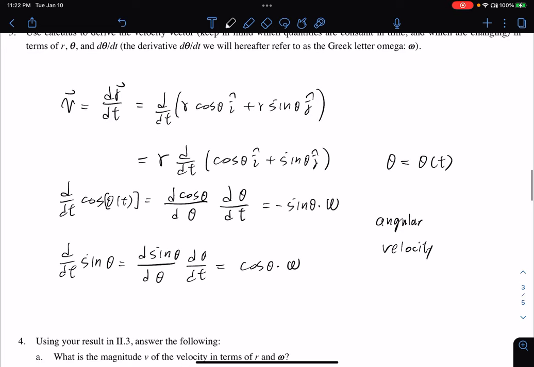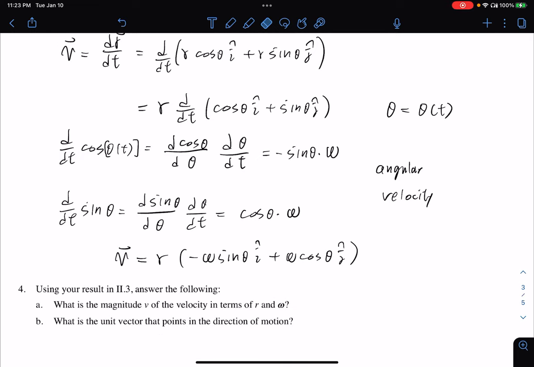Therefore, we can see our velocity will be r times the first term, which will be minus sine times omega i. Let me write the omega in front of the sine because it looks prettier, in my opinion. And then omega cosine j. You can further multiply the r into the parentheses. So it's minus r omega sine for the i component and plus r omega cosine for the j component.